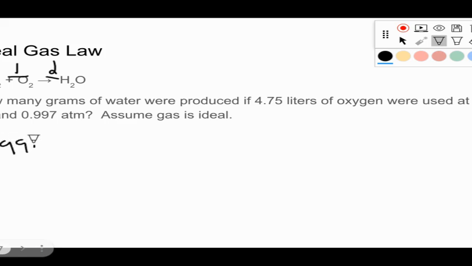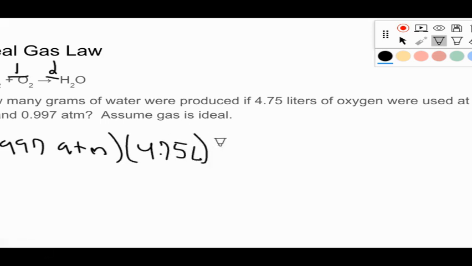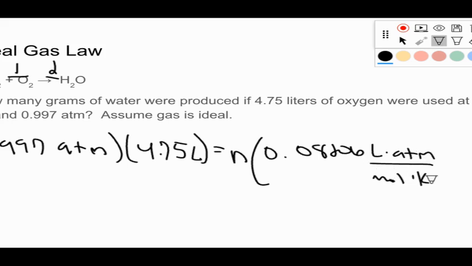So I'm going to do 0.997 atm times 4.75 liters. I cannot solve for grams using ideal gas law. I can solve for my moles. And my temperature is 122 degrees Celsius. I cannot leave it at Celsius. I got to add 273, and it comes out to 395. So then I'm going to do 0.997 times 4.75 divided by 0.08206 divided by 395.